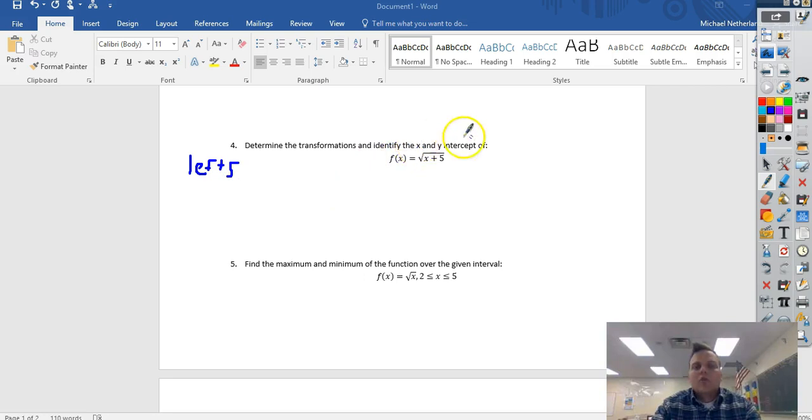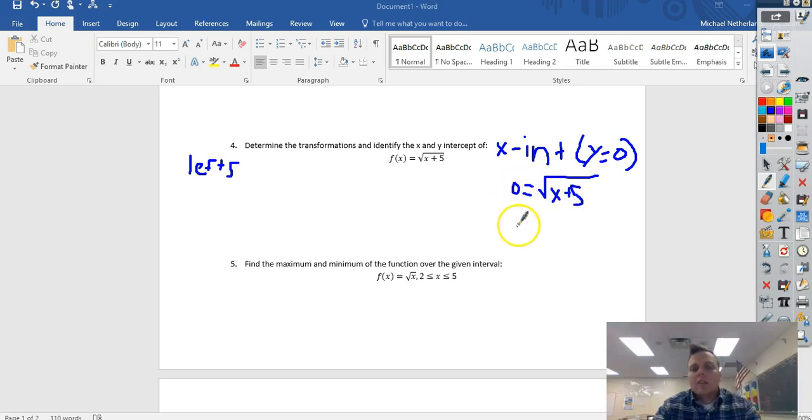Then you should remember that the x-intercept just means that's where I cross the x-axis. And you know on the x-axis, y is always equal to 0. So to find the x-intercept, you just let y be 0. All I did was replace f of x with 0, so 0 is equal to the square root of x plus 5. Now I just got to solve for x. So I square both sides, so I get 0 squared is equal to the square root of x plus 5, squared.